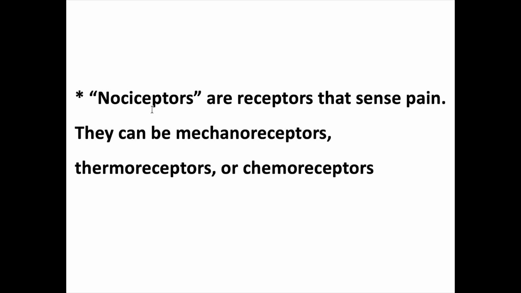And again, nociceptor is an umbrella category because there are mechanoreceptors that sense pain, there are thermoreceptors that sense pain, and there are chemoreceptors that sense pain. Again, this is not part of our sense of touch, but I'm bringing it up here because it makes sense to bring it up here. But yeah, this is kind of like a sixth sense, our ability to sense pain. Okay. Moving on from this, let's talk about taste and smell.